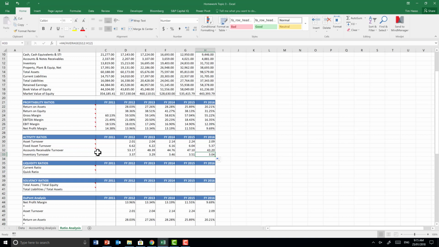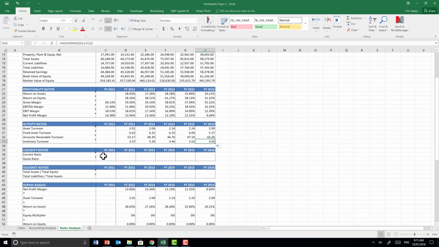For the liquidity ratios, we're only going to be calculating 2 of them, and they're effectively just measuring your short-term ability to meet your obligations. So for the liquidity ratio, we'll start with the current ratio, which is your total current assets divided by total current liabilities. So again, we have 2 balance sheet items, so we need to average both of them.